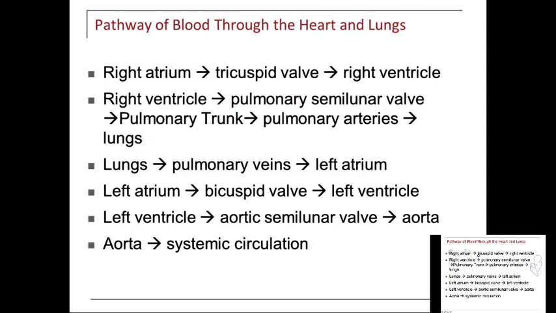From the right atrium, it's going to go through the tricuspid valve into the right ventricle. So it's going to go this way. And then from the right ventricle, it's going to go through the pulmonary semilunar valve. So that pulmonary semilunar valve is going to be here. And then from that, it's going to come up into the pulmonary trunk, and that's going to split into the pulmonary arteries, going into the lungs.